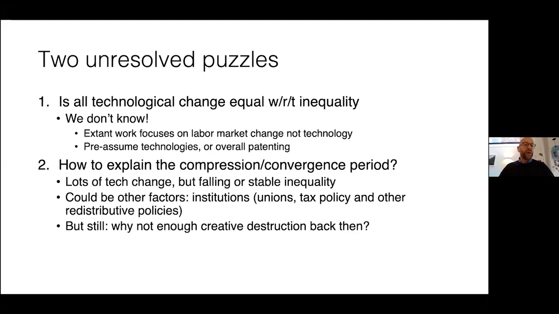The work we are engaged in here is trying to address two big unresolved puzzles. The first puzzle is simply that we don't know whether all technological change behaves equally with respect to inequality. Is any kind of technological change sufficient to generate inequality? We don't know, because on the labor econ side, the work is not focused on technology. It's focused on changes in the structure of the labor market. It's pre-assumed that skill-biased technological change is happening, but they're largely ignoring the technology side of the equation. It's just imagined that that's what's causing it.